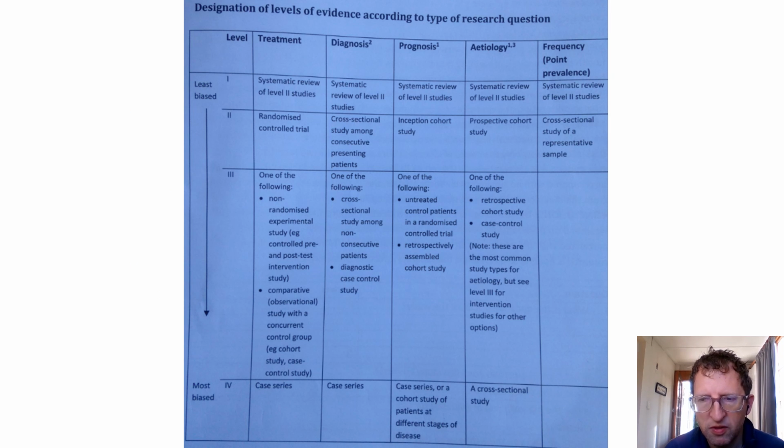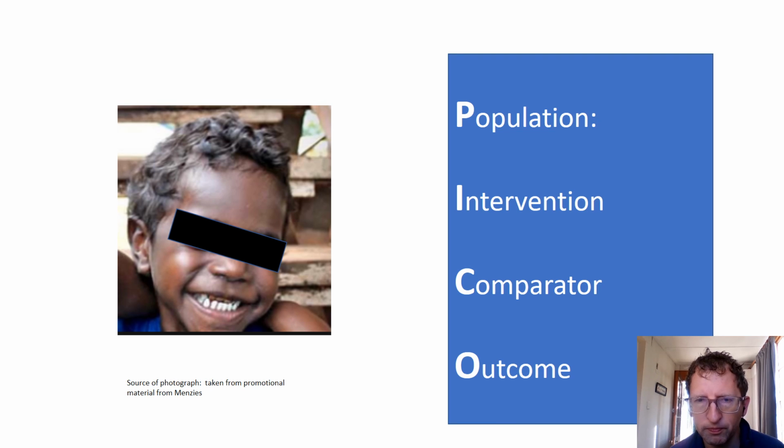So in terms of what the question type is, in this case it's a therapy question, and in which case the ideal studies to answer your question are randomized controlled trials, which is level 2 evidence, and systematic reviews. So that's what you're going to aim for and look for when you do your database search.